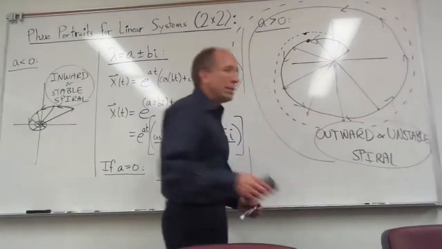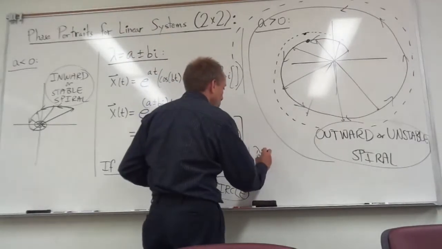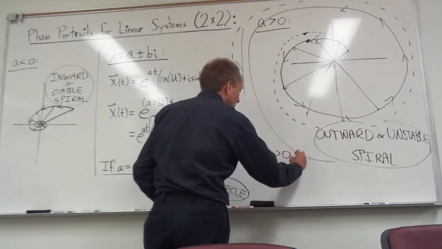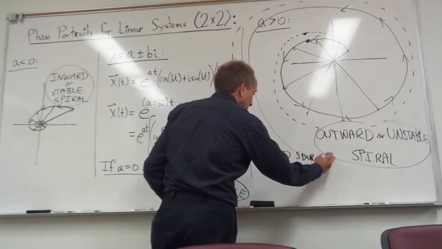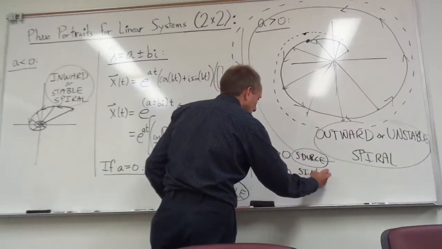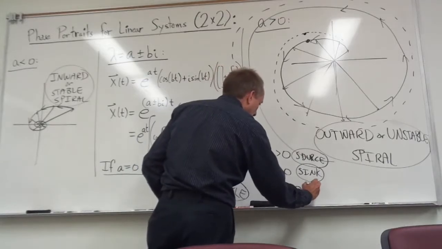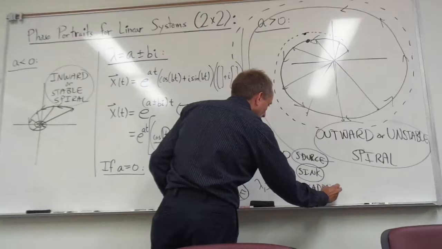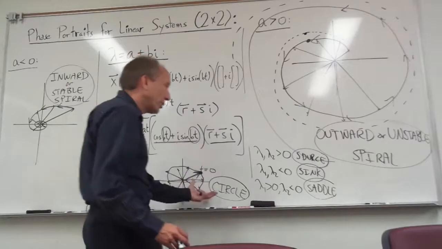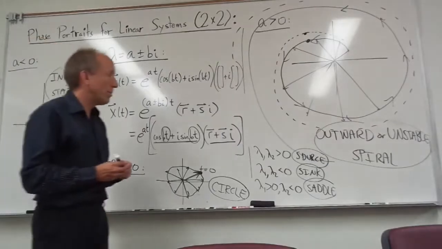So guys, there are 6 things that can happen, right? We can get, with real values of lambda, where lambda 1 and lambda 2 are both greater than 0, we get a source. Or they could both be less than 0, in which case we get a sink. Or we could have one positive and one negative eigenvalue, and that is a saddle. So a source, a sink, a saddle, or a circle, an outward spiral, or an inward spiral. And it all just depends on the lambdas.